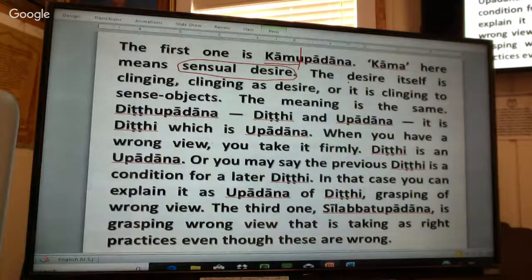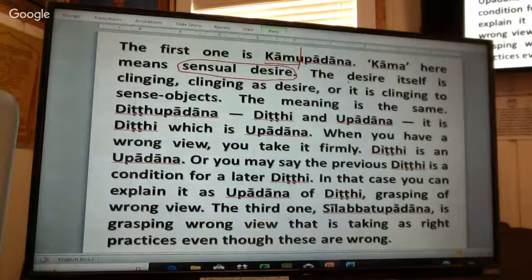When they get something very attractive or very desirable, they have a sensual desire, isn't it? So the desire is a clinging or attachment or craving to the object. This kind of object: visible object, sound, smell, taste, tangible object and dharma object. So the meaning is the same. Kama is also the desire, and upadana is very strongly attached to that. So kamupadana is very, very strong sensual desire.